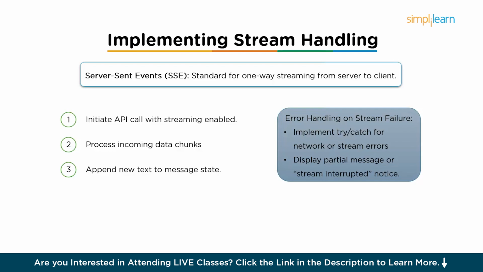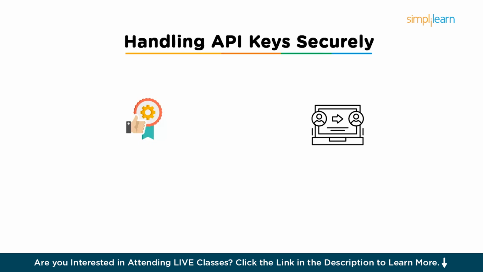Implementing stream handling correctly ensures a highly responsive and engaging chatbot interface. As we integrate with external LLM APIs, one of the absolute most critical considerations is handling API keys securely. Your API keys are essential credentials that allow your application to incur costs and access powerful services. Exposing them can lead to unauthorized usage and significant financial liabilities.